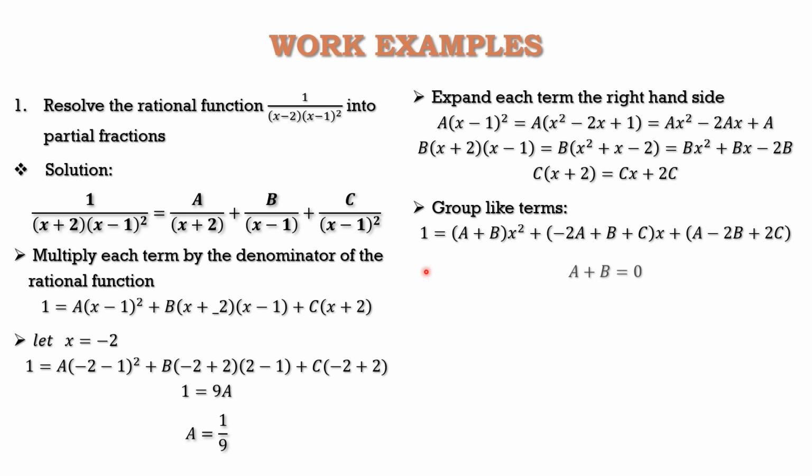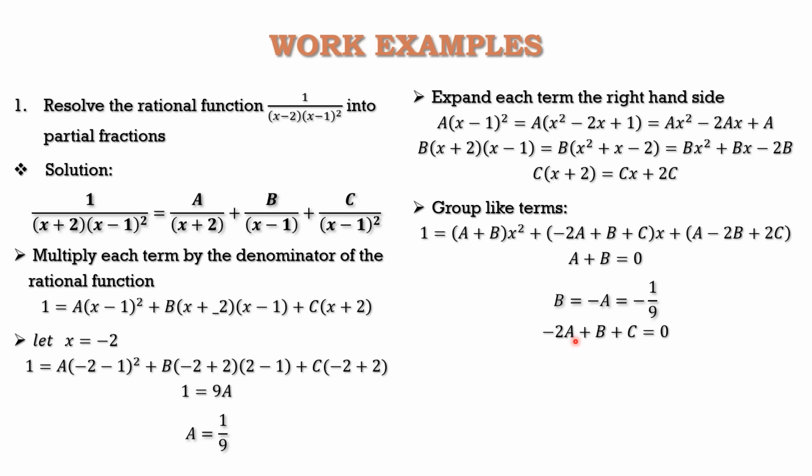The x squared term here is 0. So a plus b is equal to 0. So I can make b the subject, which means b is equal to minus a, that is minus 1 over 9. Then look at the x term here, it's also 0. So minus 2a plus b plus c is equal to 0.